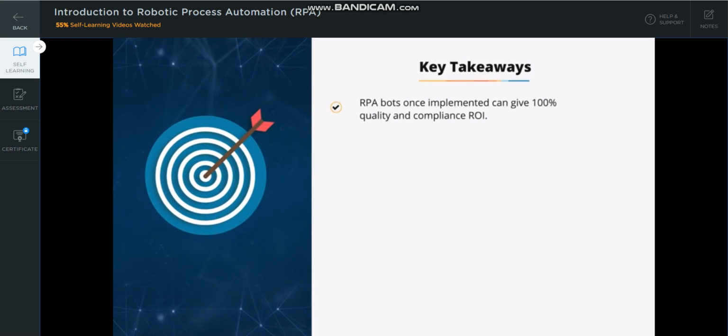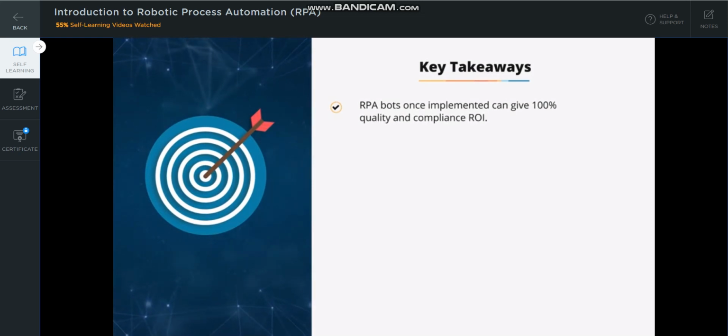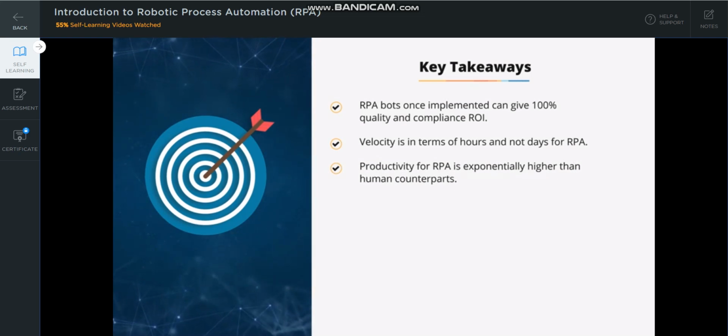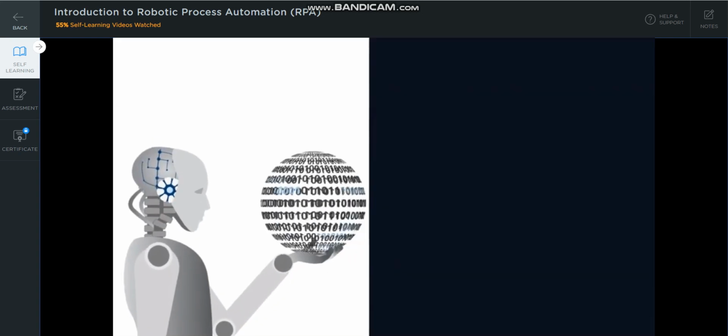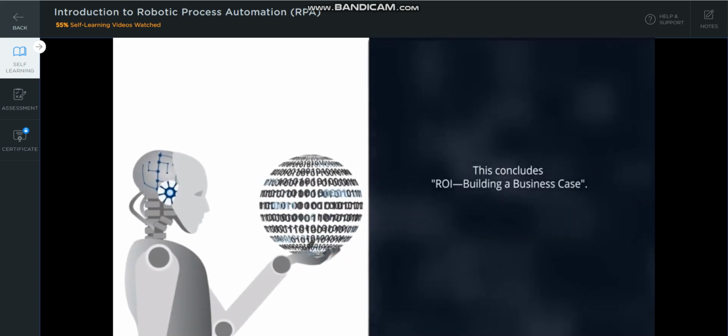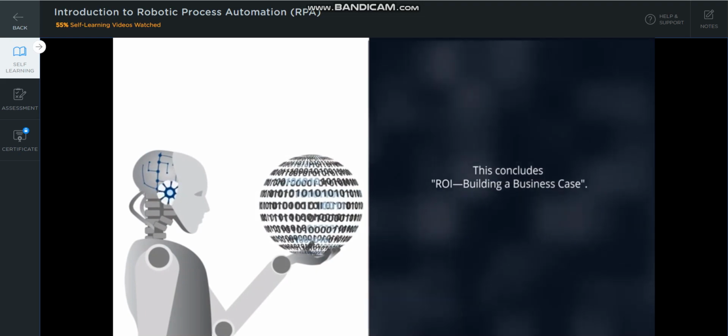Key takeaways. RPA bots, once implemented, give 100% quality and compliance, which are ROI for any business. Velocity is in terms of hours, not days, for RPA. Productivity of RPA is exponentially higher than human counterparts because of its 24/7, 365 capabilities. Quality, compliance. This concludes Lesson 3, ROI, Building a Business Case.